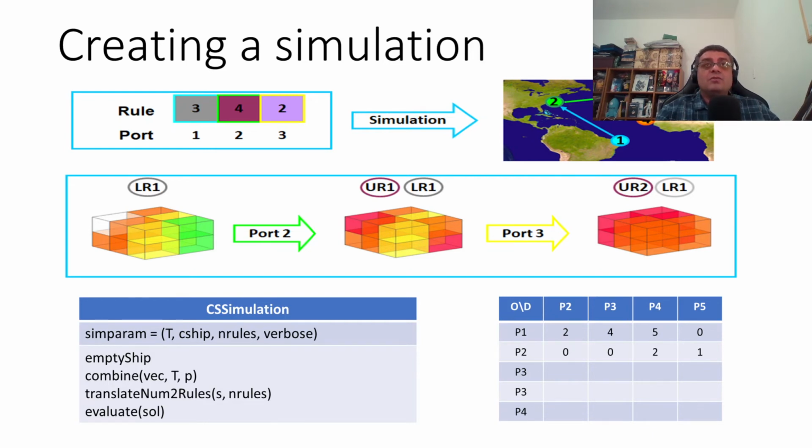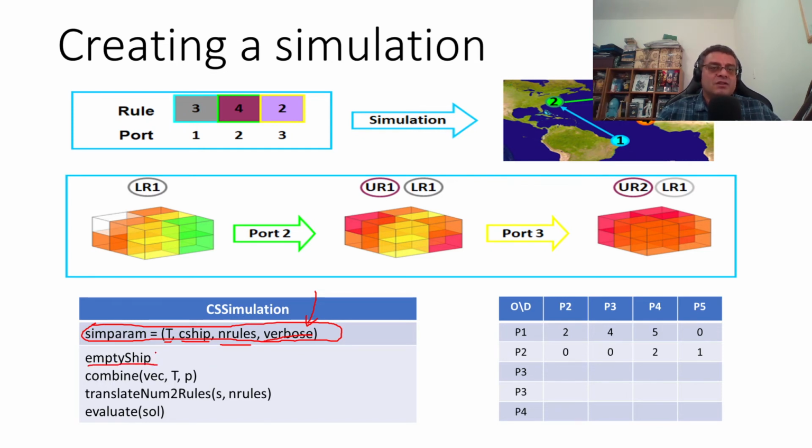Okay, so we are going to need a CS simulation class here, so a container ship simulation class, okay? This CS simulation, what are the fields of this simulation class? We have a symparam, which will be a T, a container ship object, and any rules information, the number of rules that we will have. And this is a kind of parameter that will give us a kind of report of what is happening inside the simulation, okay?